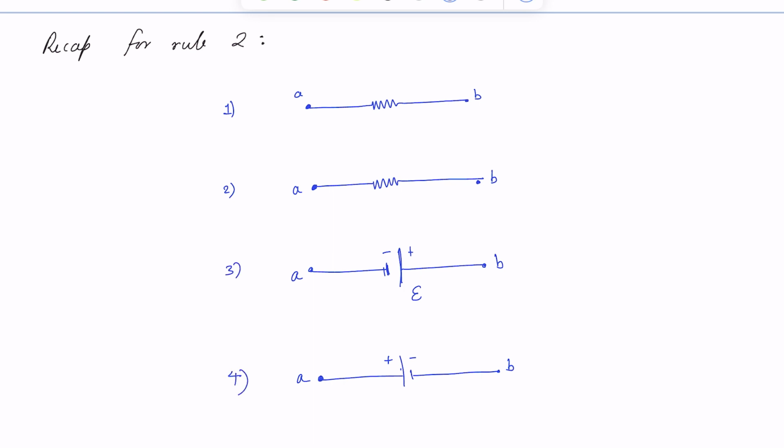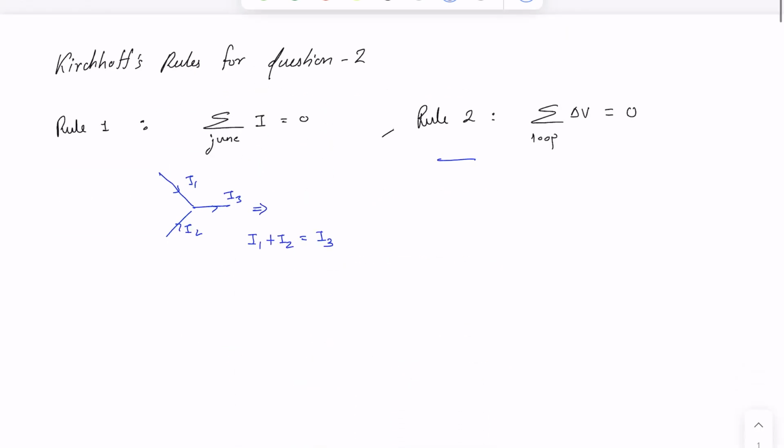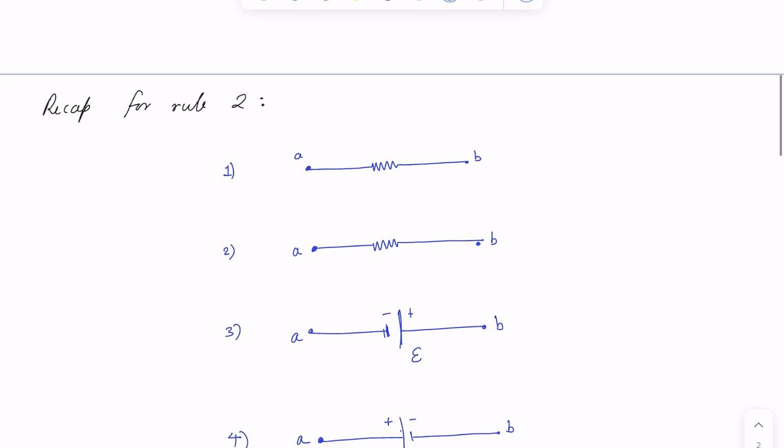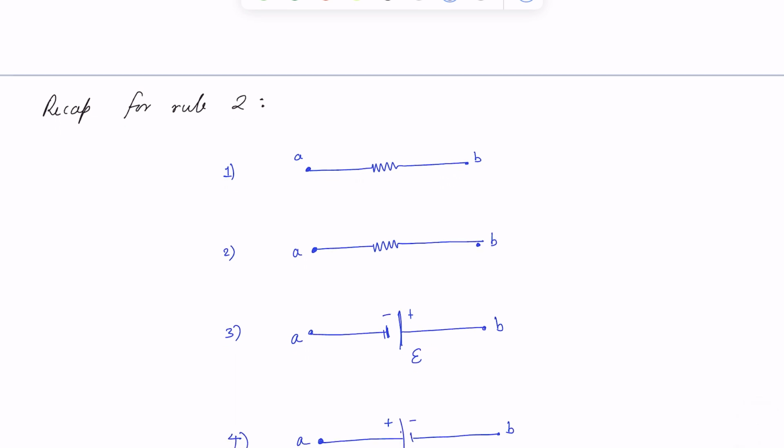In your circuit you will see combinations of resistors and different batteries and those kinds of things, right? So it is important to know how to calculate the potential difference across these elements, so that when you go in a loop, for rule 2, you can add the individual potential differences to get an equation that will be equal to 0. The sum of all the potential differences will be 0.